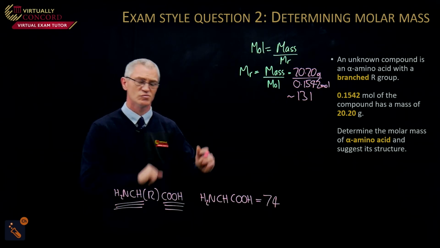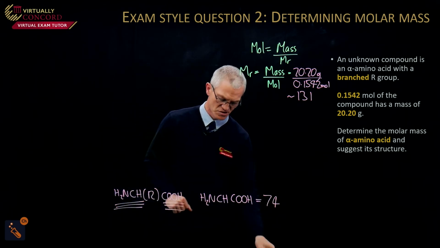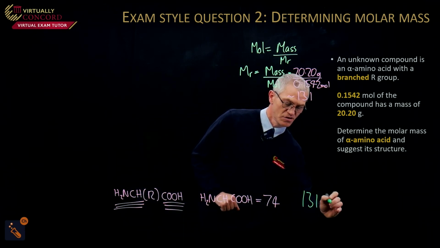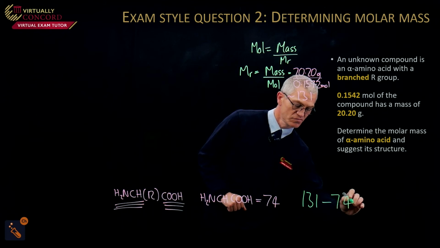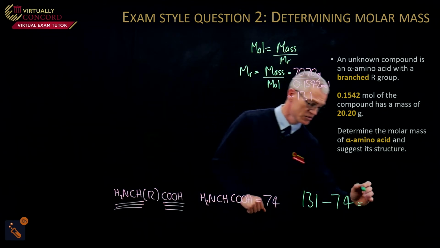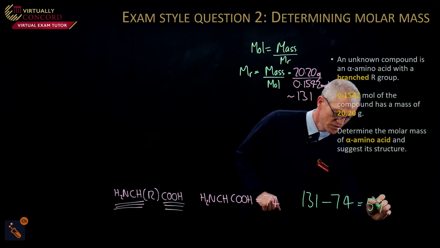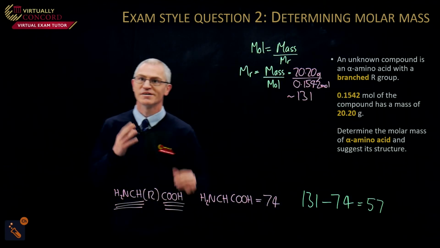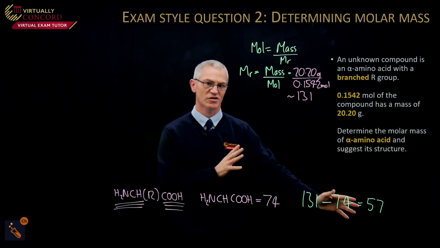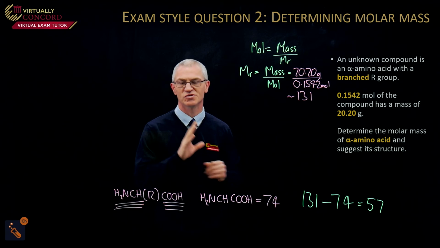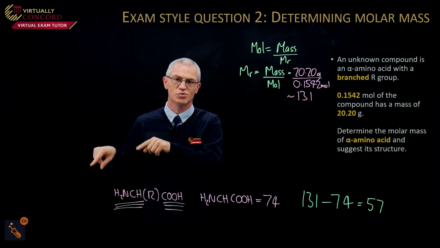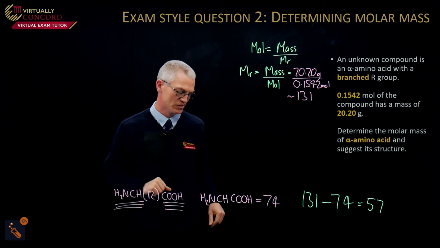We know the total is 131. So we can do the calculation, 131 minus 74. When you take that 74 from that, you're going to get 57. Now I'm going to teach you a very simple exam trick. If you know you've got an alkyl group and you want to roughly know how many carbons there are, you can obviously divide it by 12 and things like that, but sometimes that's a bit misleading.